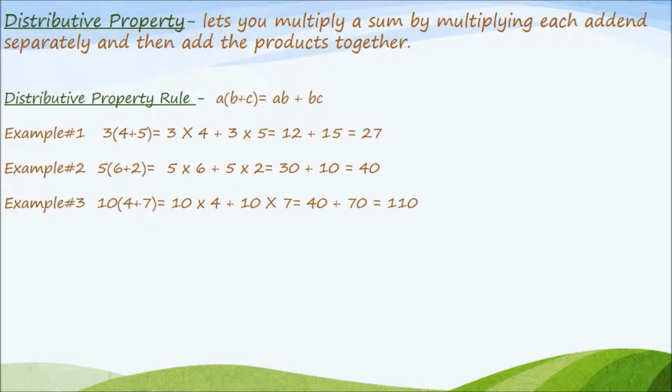Example 2. If we had 5 times the parentheses of 6 plus 2, that will be equal to 5 times 6 plus 5 times 2, which will be equal to 30 plus 10, which is equal to 40. Example 3. If we had 10 times the parentheses of 4 plus 7, that will be equal to 10 times 4 plus 10 times 7, which is equal to 40 plus 70, which is equal to 110.